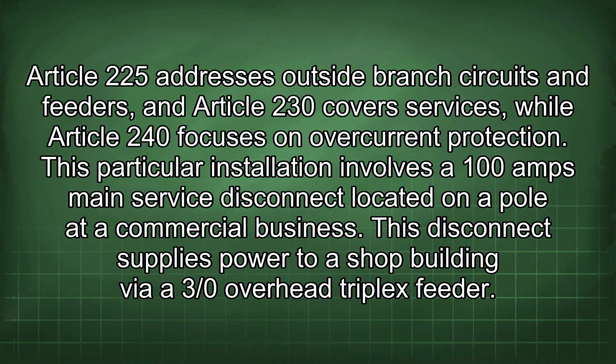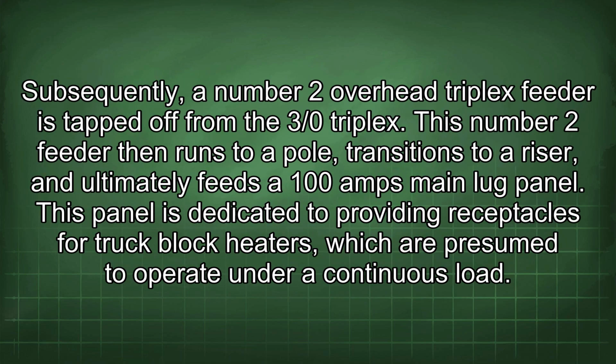Article 225 addresses outside branch circuits and feeders, and Article 230 covers services, while Article 240 focuses on overcurrent protection. This particular installation involves a 100 amps main service disconnect located on a pole at a commercial business. This disconnect supplies power to a shop building via a 3/0 overhead triplex feeder. Subsequently, a number 2 overhead triplex feeder is tapped off from the 3/0 triplex.